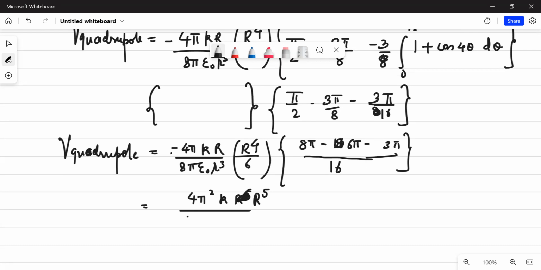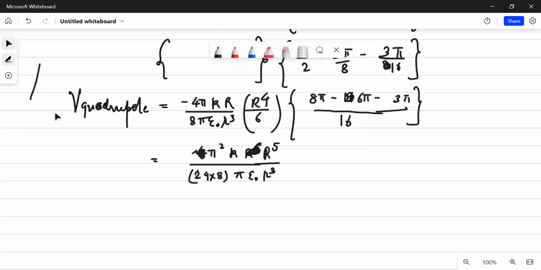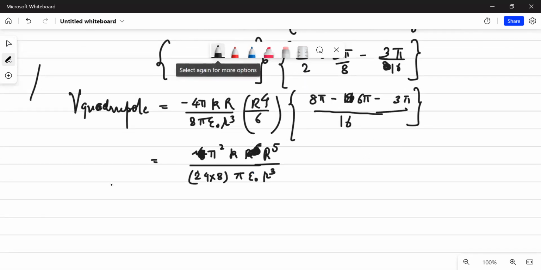Now the answer is coming, minus 5/16 plus plus, so that is done. And if I want to replace this, this 4 would cancel this, so this is 4 into 6, 24, 24 into 8. So let me write here 24 into 8 by epsilon naught r cube, that's it. Okay, so if you want you can write it this way. Ultimately this is your result.